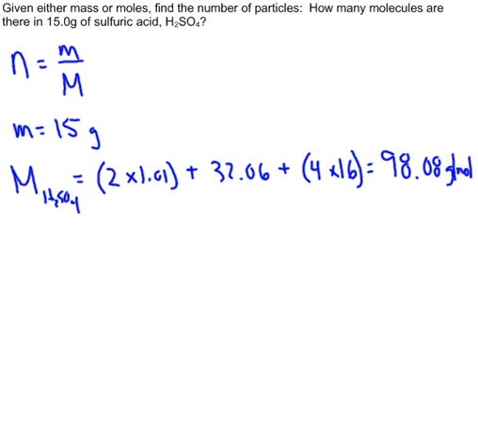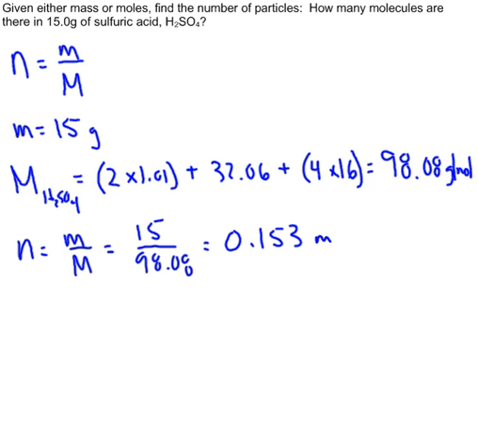That gives us the mass of 1 mole of H2SO4 would be 98.08 grams. However, we only have 15 grams, so to work out how many moles that actually is, we take the mass and divide it by the molar mass. So 15 divided by 98.08 gives roughly 0.153 moles. So now we know how many moles we have.